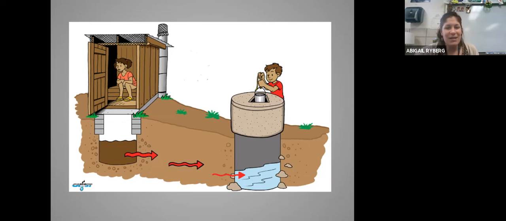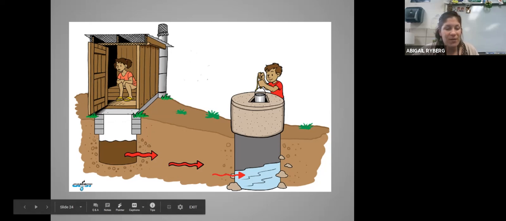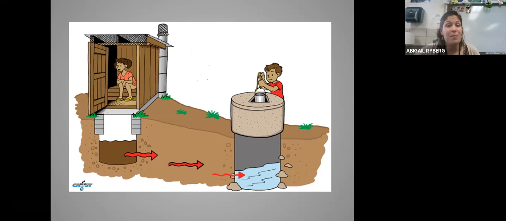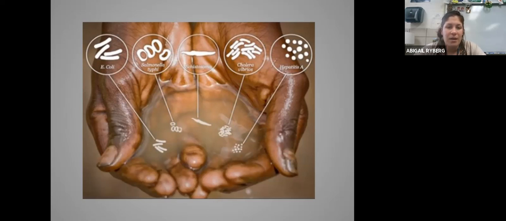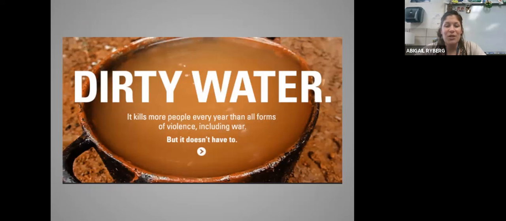So here's kind of an example of that. It seems pretty advanced because they've built these structures, but they don't understand the concept of groundwater. So here we have human feces that are just draining directly into the groundwater and then contaminating the drinking water downstream, where they are filling up their pails of drinking water. So remember, just plain old dirty water, biological pollution literally kills lots of people every single year.